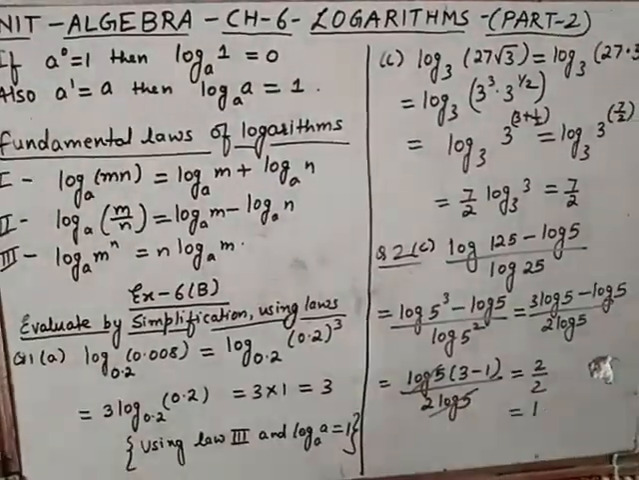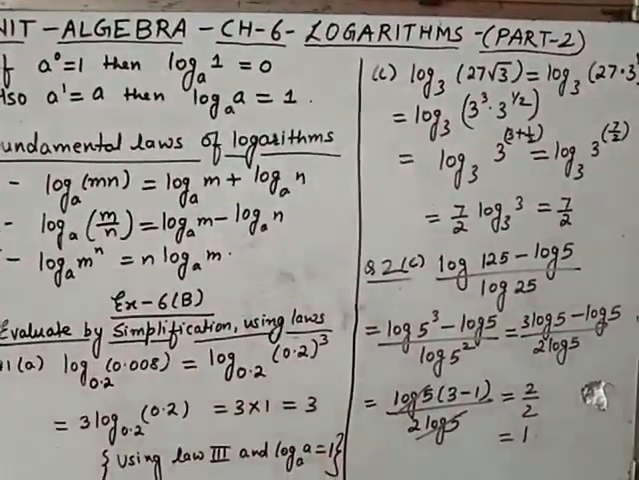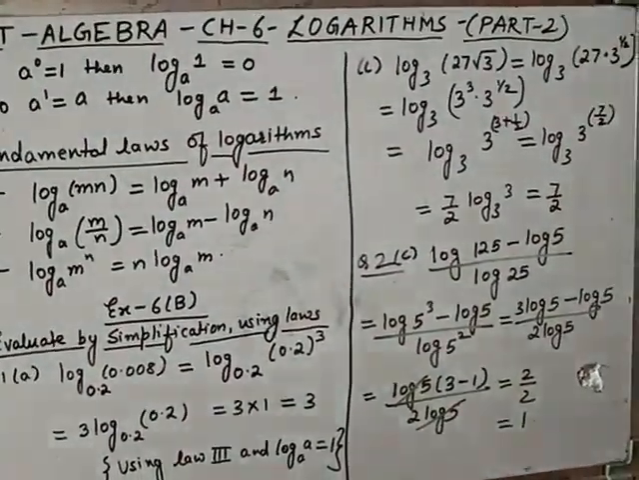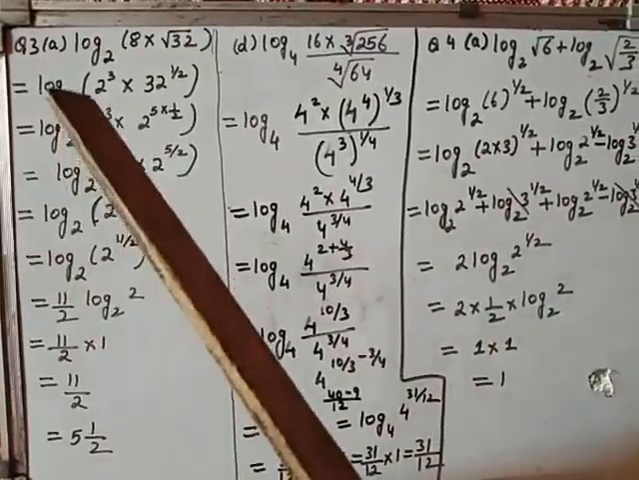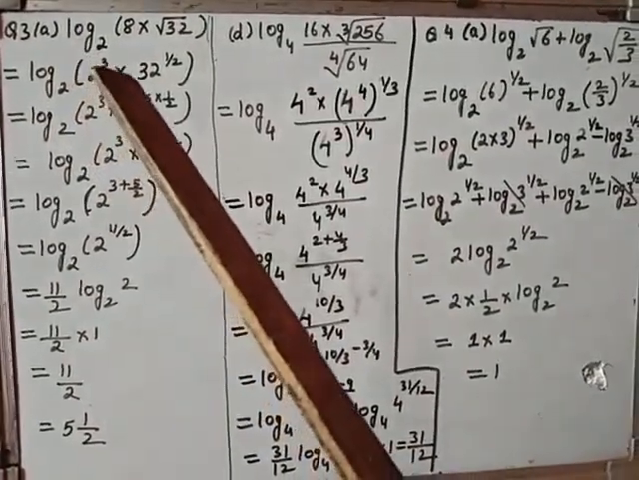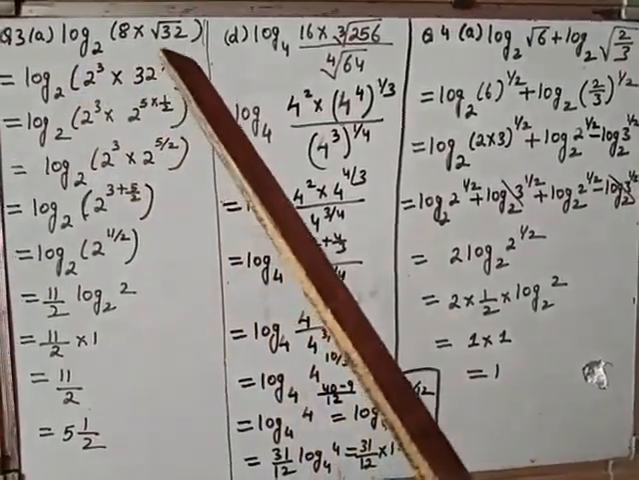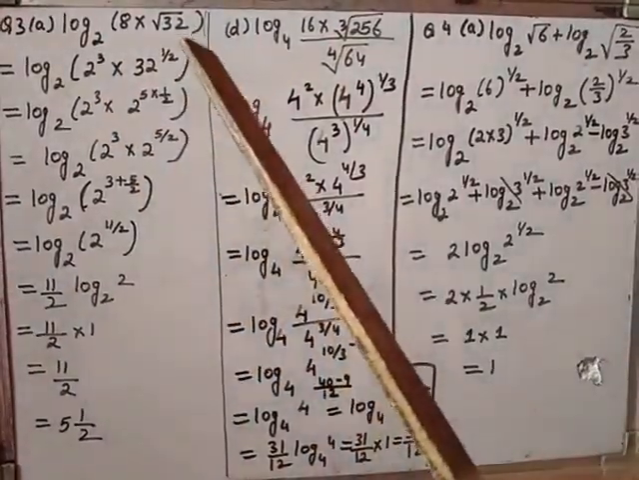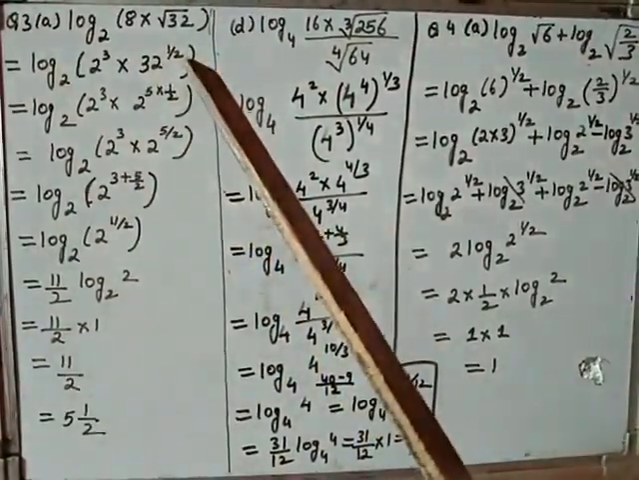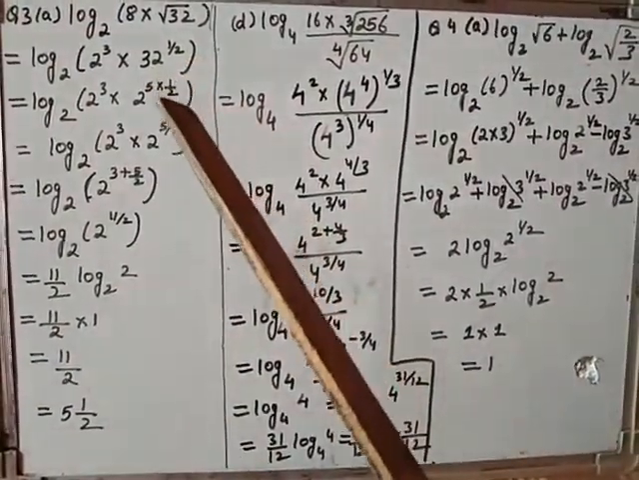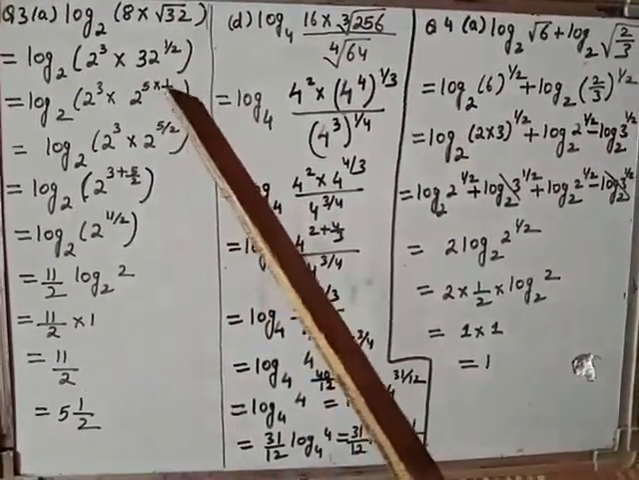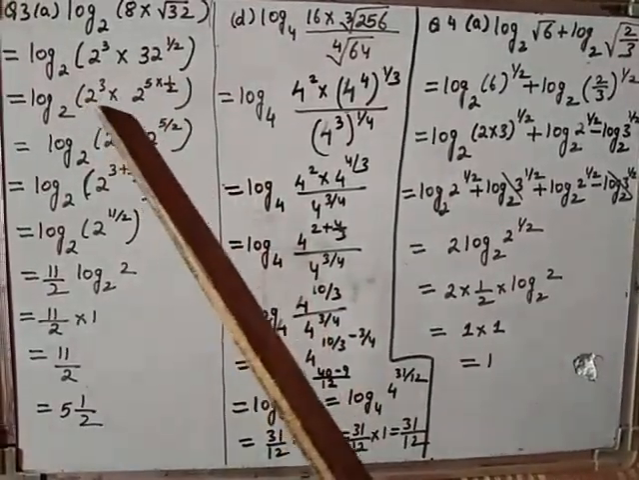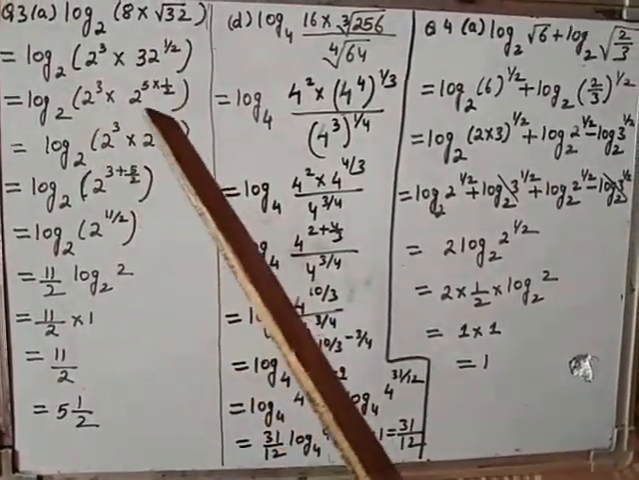Clear, students? So use the laws and solve the question. Now we see next question of the exercise. Now students, question number 3a, log to the base 2 of 8 into square root 32. 8 is written as 2 cube, root 32 is written as 32 raised to power 1 by 2. Now 32 is 2 raised to power 5 into 1 upon 2. Now we are seeing that in both the bases are 2.